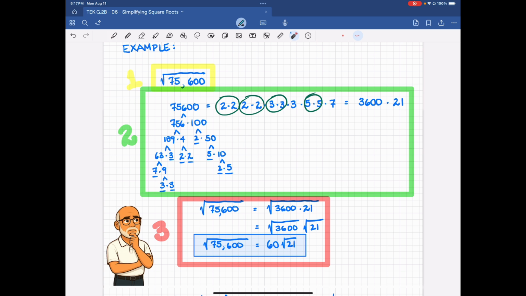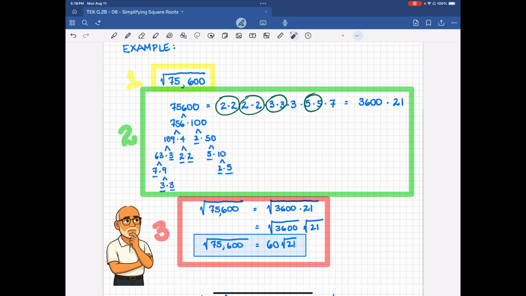I know that 189 can be broken down into 63 times 3. 3 is a prime number, which then just leaves me with the 63, which is 7 times 9. I know 7 is a prime number, and I know I can break 9 down into 3 times 3.